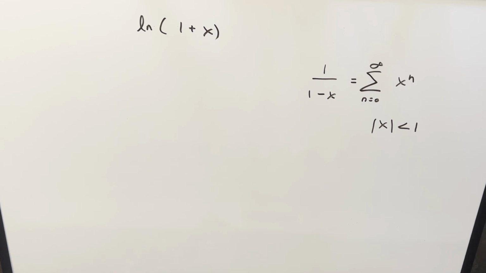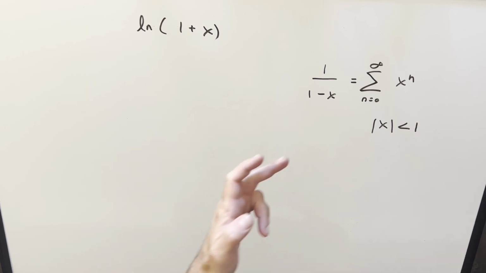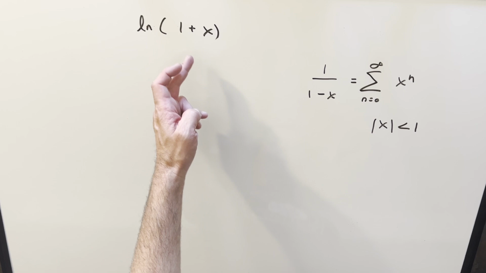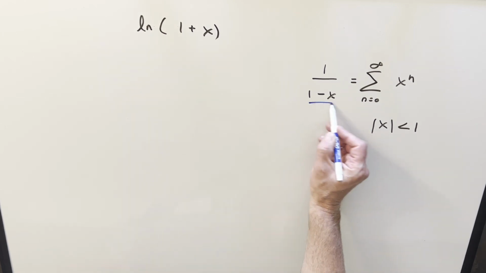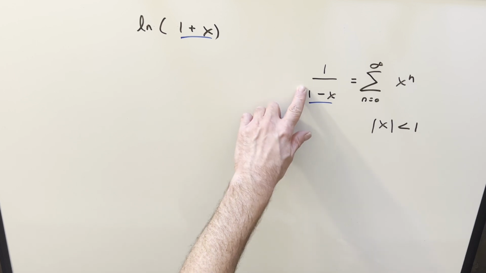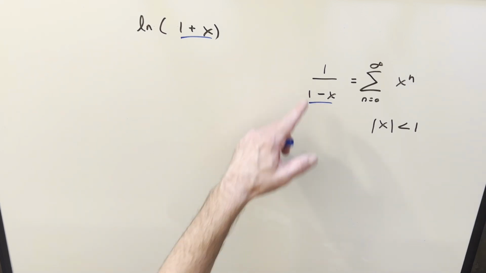Okay, continuing on today with the series playlist, I want to find the power series for natural log of 1 plus x. And for this, what I want to use is we have the geometric series formula over here to the right. The similar part is it's close. We've got 1 minus x here and we've got 1 plus x here. So in order to do something similar to this, we can kind of just rearrange this.